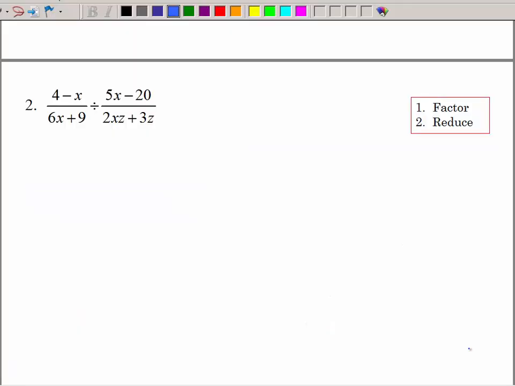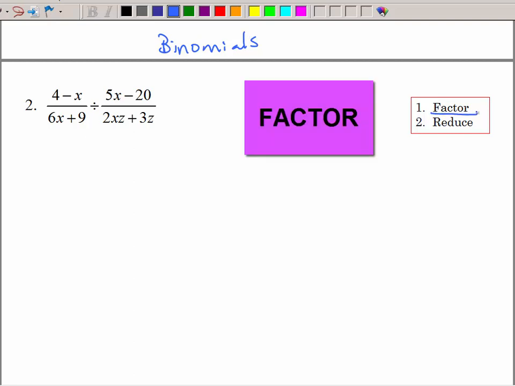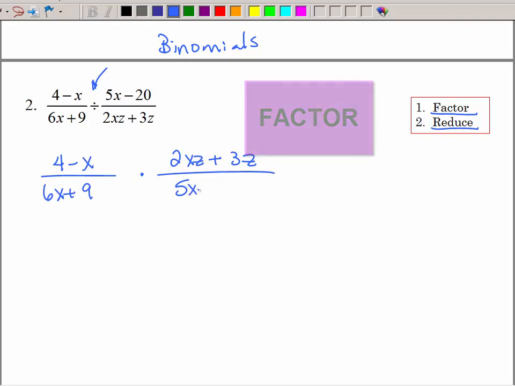If we look at the second example, you should see binomials because we have plus and minus signs. So that means we can't just start canceling things out. We have to factor in order to reduce. And hopefully you also notice that I have division, which means I have to change that to multiplication by the reciprocal. So let's do that step first. Let's rewrite this as multiplication and put the denominator up top and the numerator in the bottom.